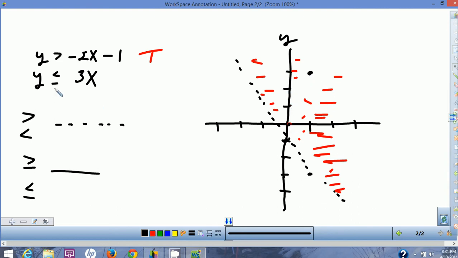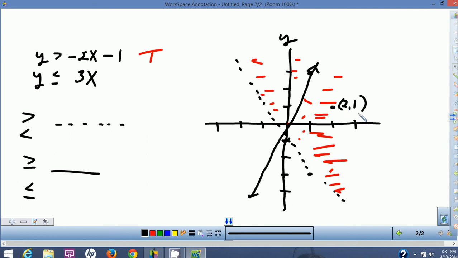In this case, this is a solid line. It's got an equal to included. So I'm going to draw this one in as a solid line. Now, since it goes through 0, 0, can I use 0, 0 as my test point? Absolutely not. I'm going to pick another point. Doesn't really matter what point. I'm going to come right out here and pick the point 2, 1 as my test point. So if I put 2, 1 in here, 1 is less than or equal to 3 times 2. Is that true? Absolutely, that's true.